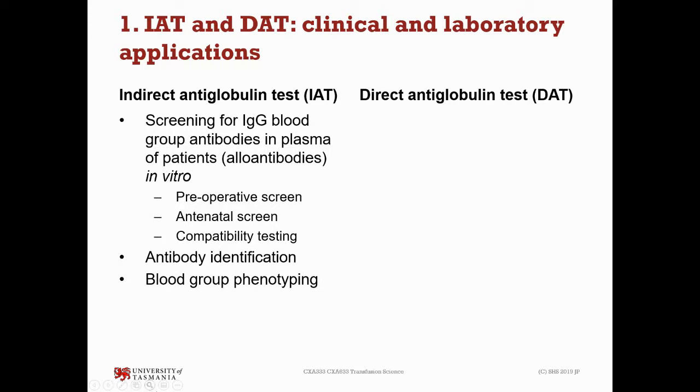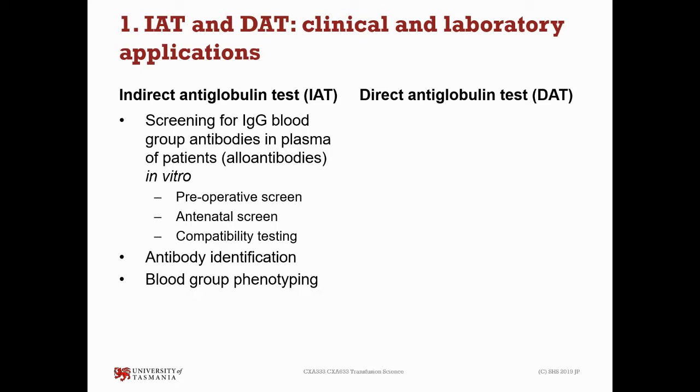So there we go. We've got screening for IgG blood group antibodies in the plasma of patients. We do these screens in a preoperative situation, before a person goes to theatre, just to make sure that if they do have an antibody, we have time to identify it and find group compatible blood for that patient. We also do it for pregnant women.